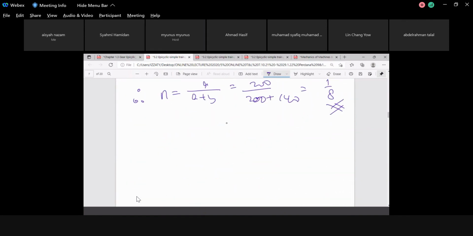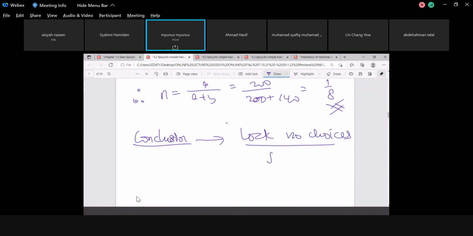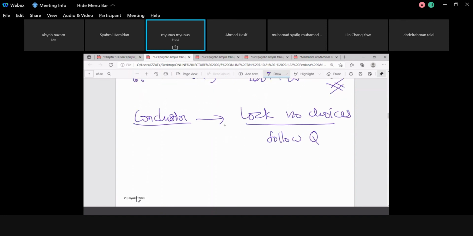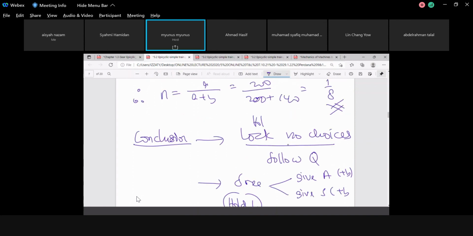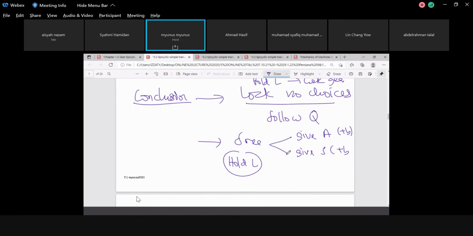So, conclusion. Log, no choices. Meaning that you have to follow the equation. But when you're free, you have choices. As I mentioned earlier, you have so many solutions. You can give A plus B, or you can also give S plus B. You'll be getting the same result. But of course, with the log, you have to ask which the equation asks you. Understand me or not?